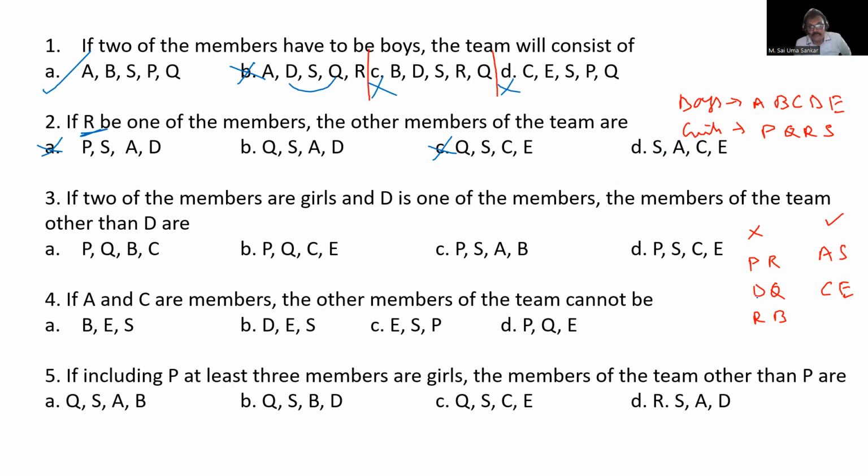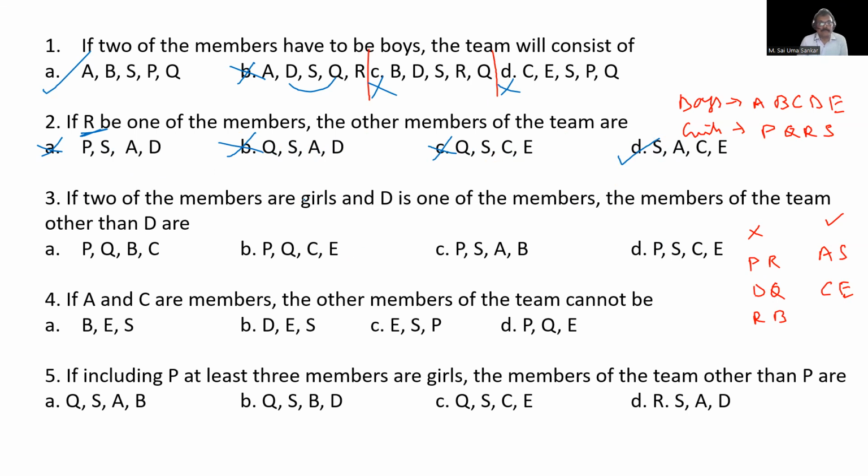Next, D and Q cannot go with each other. Here D and Q is there, so strike off this option also. So what is the answer? Answer is option B. This is very simple. Okay, later we will discuss the tough questions also. Get ready. What is the next one?